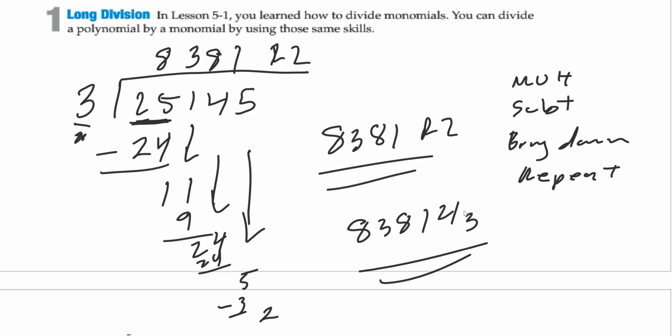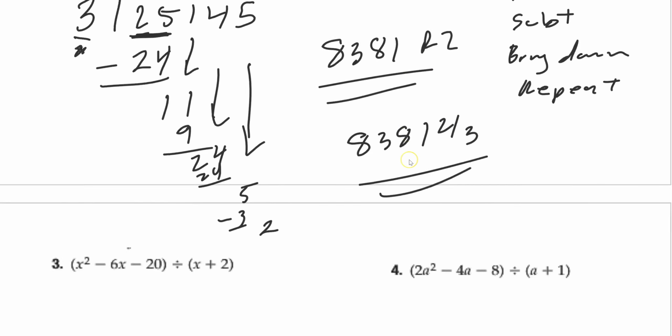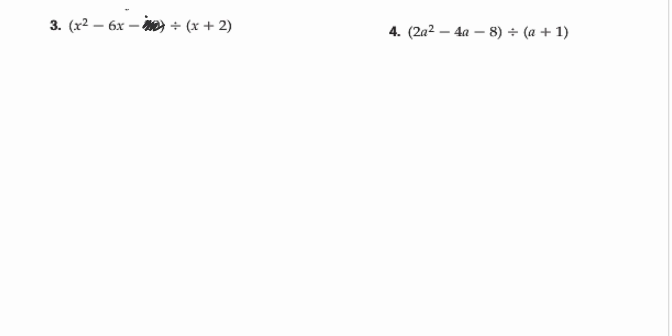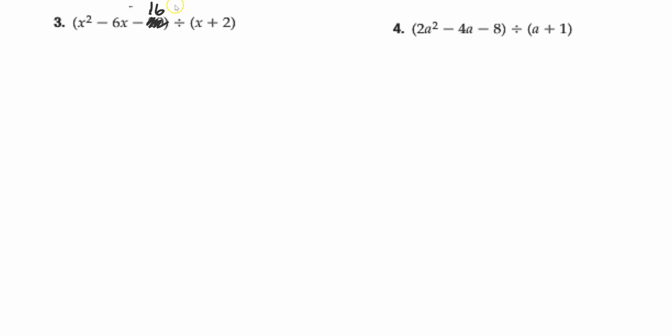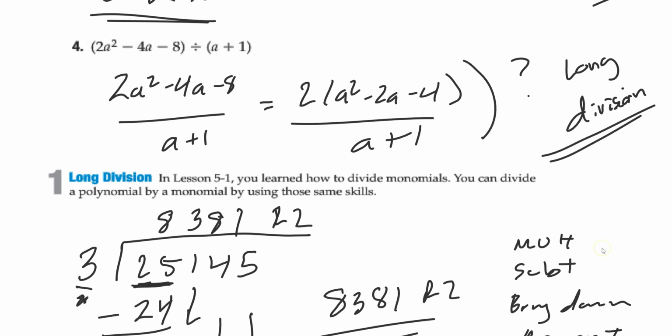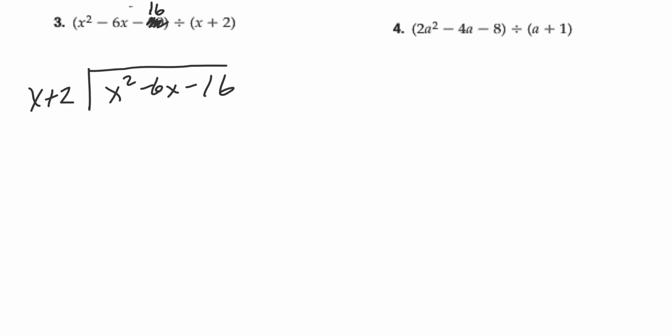So that's long division. And we're going to do the exact same process for the two problems we just did. Like this first one, let me change it back to 16. Let's do long division. So I'm going to rewrite this: x squared minus 6x minus 16 divided by x plus 2. Now again, we did this problem already. I know what the answer is. The answer should be x minus 8. It's the exact same problem. Now let's do long division.